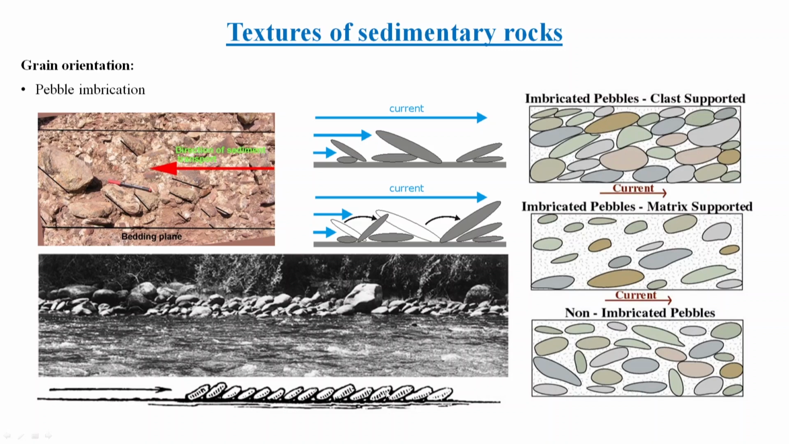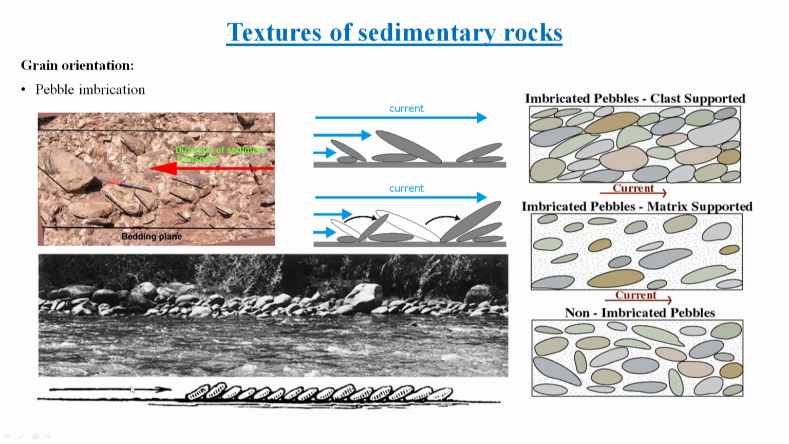You can simply think of books in a library which are placed in a tilted fashion, in an inclined way. So, you can think that this is the movement direction of the transporting medium, that is wind or water, and due to that these boulders or cobbles are arranged in a specific manner like this.